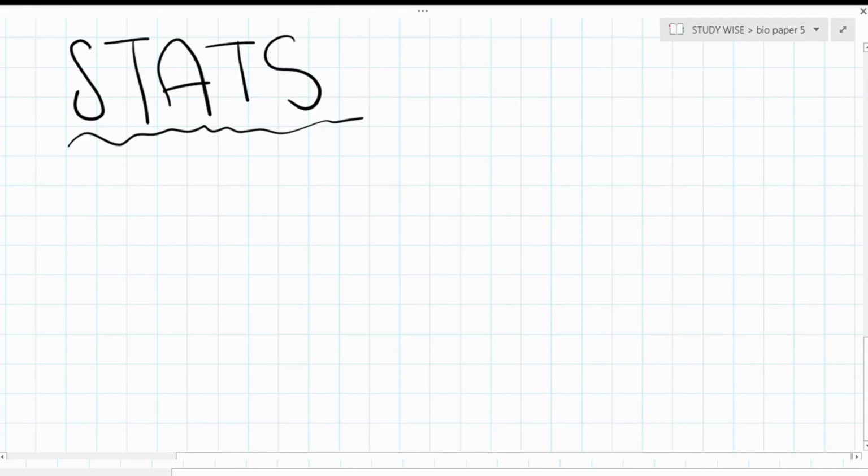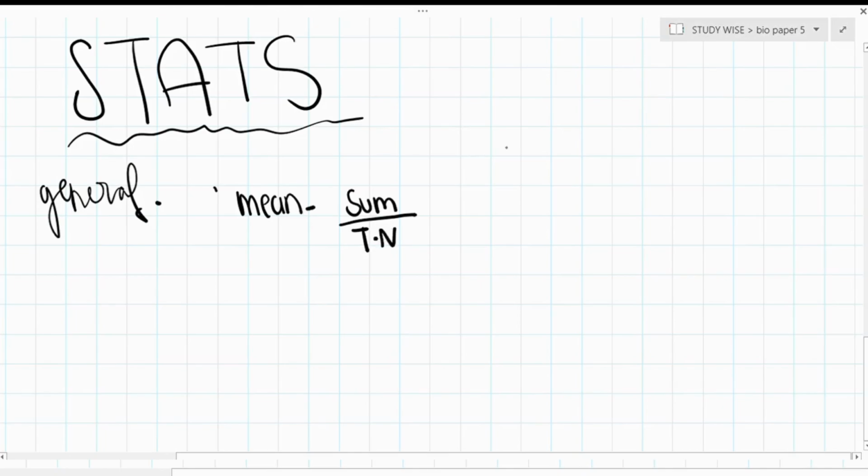So there's some basic calculations and stuff that you need to know, and then there's the stuff that you'll learn in bio. So the general things that you need to know, such as how to calculate mean, which is the sum of all the numbers you have over the total number of objects. For example, you have the length of something, which is 2, 3, 4, 5, and 6. You're gonna add these all and then divide them by the number of numbers, which is 1, 2, 3, 4, 5.